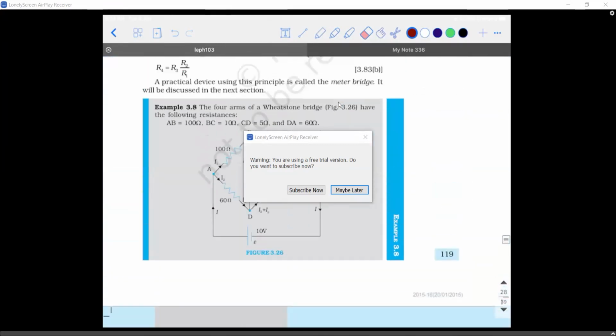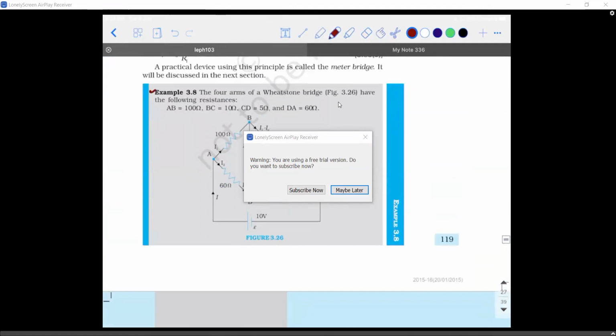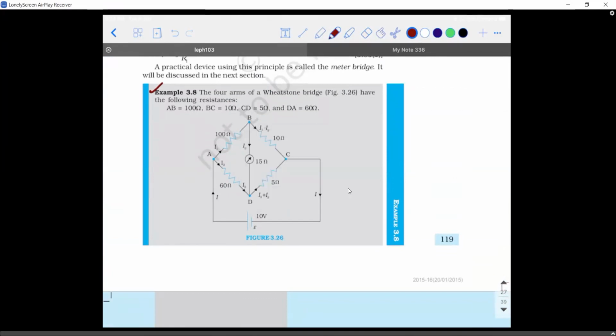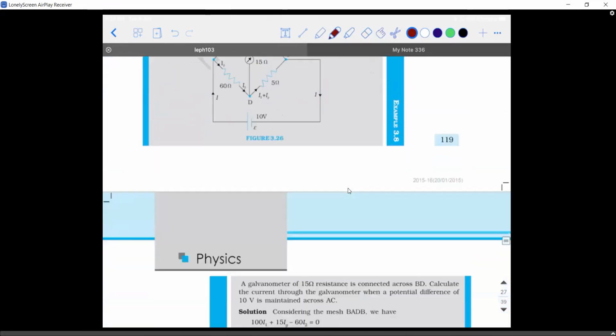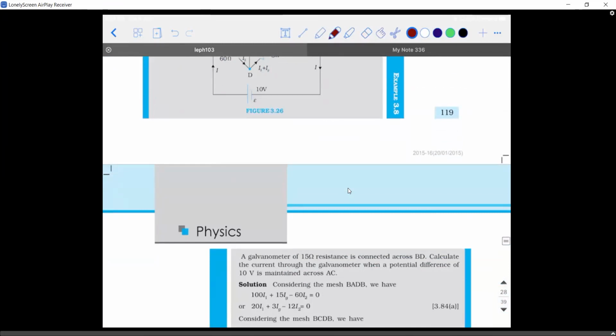Okay. Now let's try to solve this problem before we go to the application of it. The four arms of Wheatstone bridge have the following resistances. AB is 100 ohm, BC is 10 ohm, CD is 5 ohm, and DA is 60 ohm. What are we supposed to do? A galvanometer of 15 ohm resistance is connected across BD. Calculate the current through the galvanometer when a potential difference of 10 volt is maintained across AC.